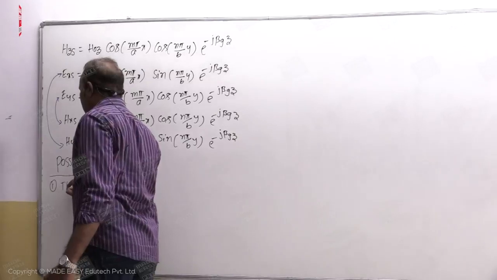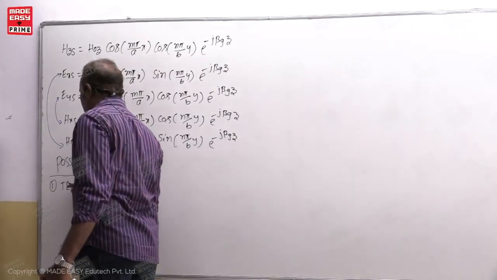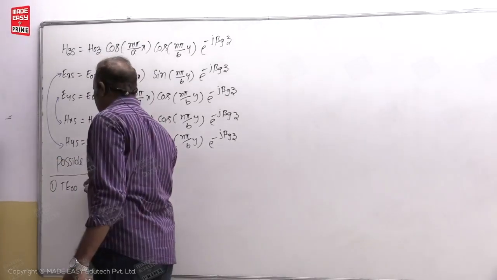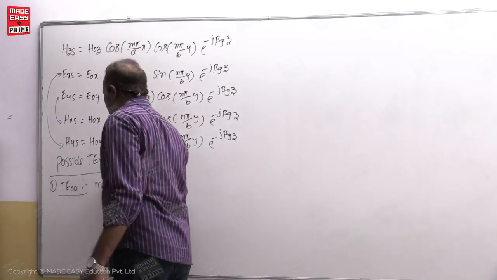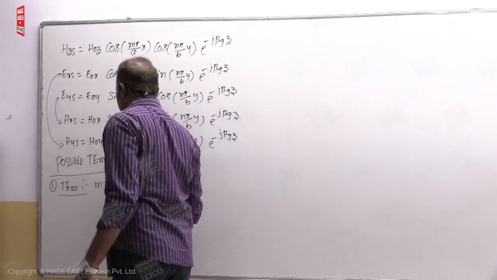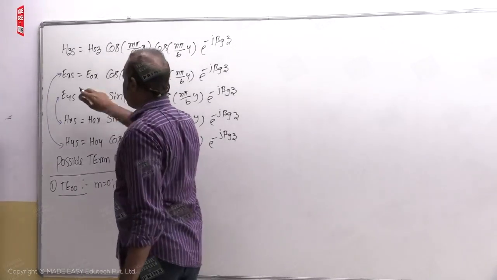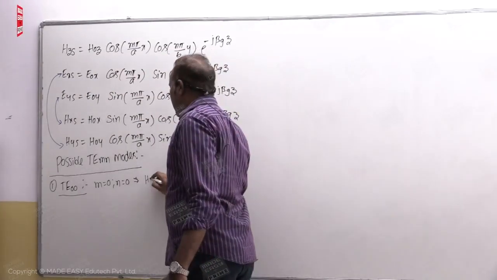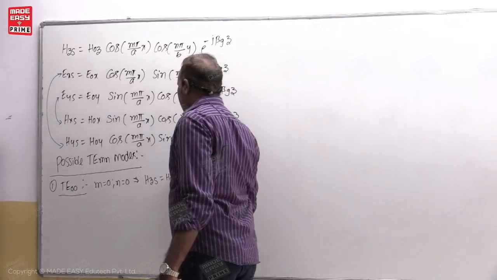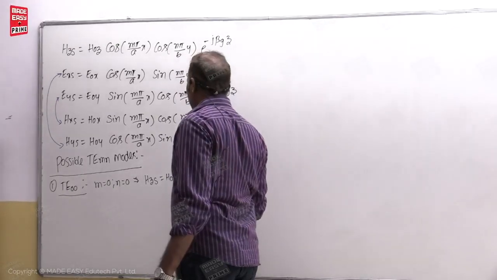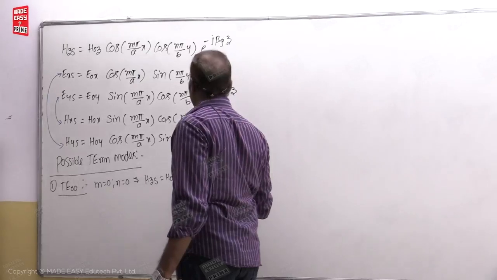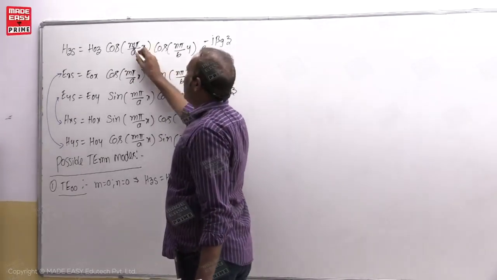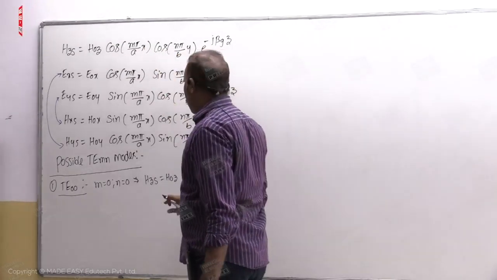First one is TE00. That means M = 0, N = 0, that implies HZS = H0Z e^(-jβg z). Here the x0, y0, m0, n0 cos terms are 1.